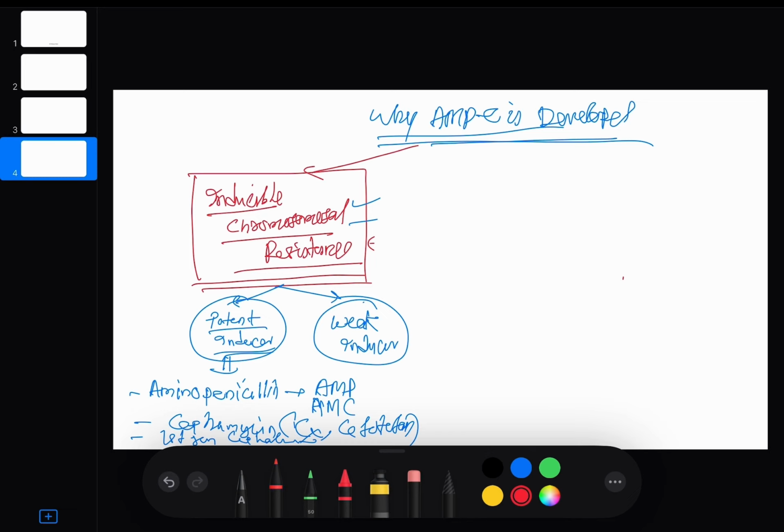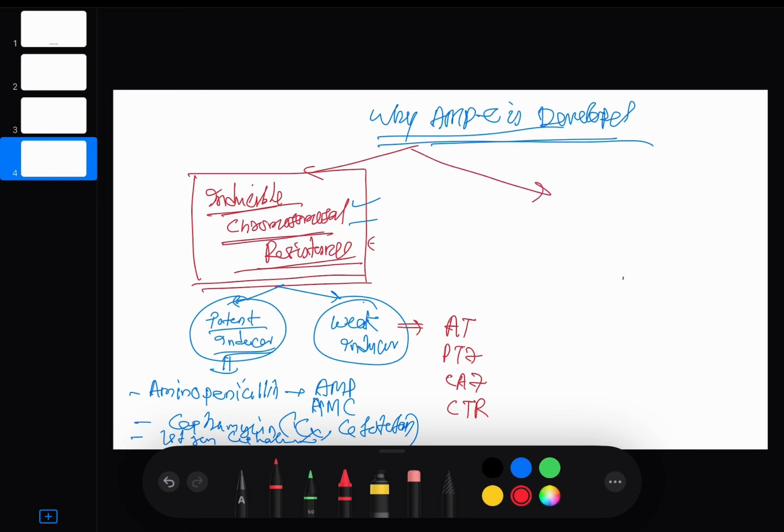Then another term is the weak inducer. They are less likely to increase the enzyme concentration in the periplasmic space. That is aztreonam, piperacillin tazobactam, ceftazidime, and CTR, meaning ceftriaxone. These four are weak inducers of AMC development. This is the inducible chromosomal resistance.